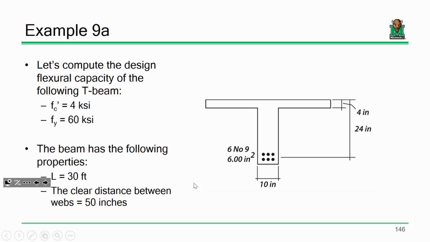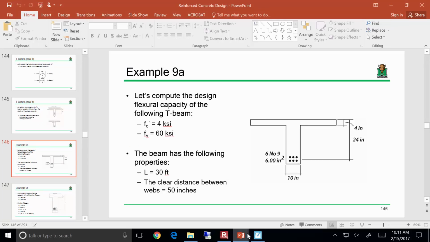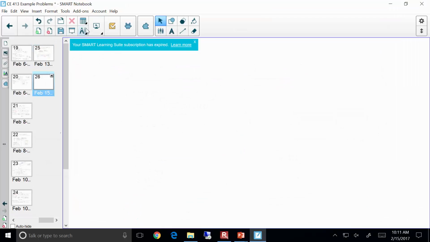We've got some other parameters. The beam is 30 feet long. And then I put that the clear distance between webs is 50 inches, okay? Because I really want you to have an understanding of what we're looking at, because I've got this T section drawn here, but really what I'm trying to represent is an entire composite floor system. So I really want that to make sense. All right. Sound good? All right. Here we go.